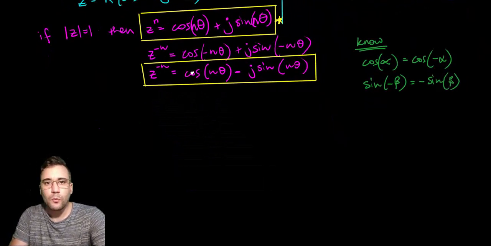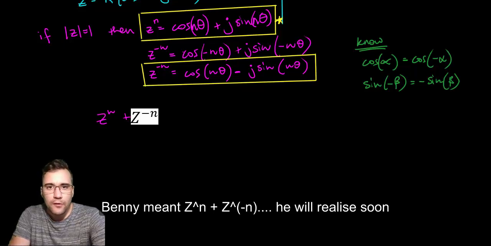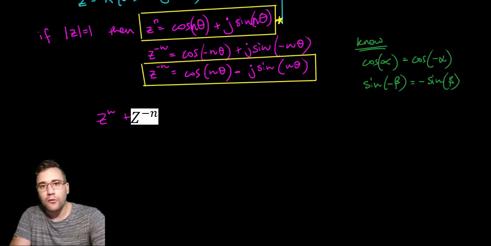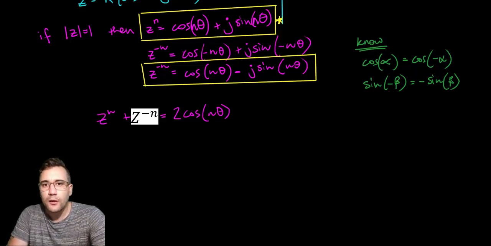Well, what we can do knowing those things is we can say, all right, what happens if we do z to the n plus z to the negative n? Oh, that's an interesting idea. Let's try that. You can see there's a cosine n theta here and a cosine n theta here. So if we add these two things in the yellow boxes together, we're definitely going to get 2 cosine n theta, because we've got one of them, we're adding it to the other one, it's positive, cool, 2 cosine n theta, sweet.